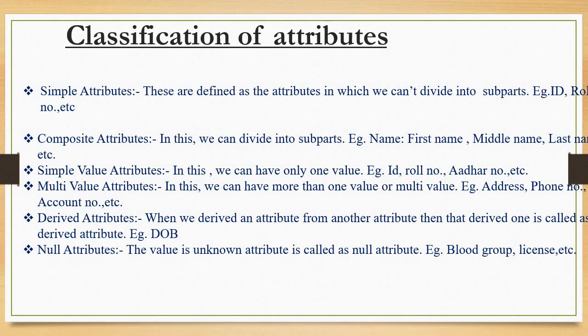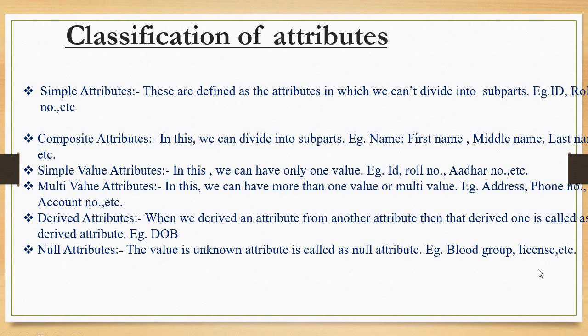So DOB basically gives the idea of the age of that person. We can identify the age of that person by calculating from the birth date or birth year. Now the sixth point is null attributes. What are null attributes? The value which is unknown is known as a null attribute. For example, blood group, license, etc. These are known as null attributes.